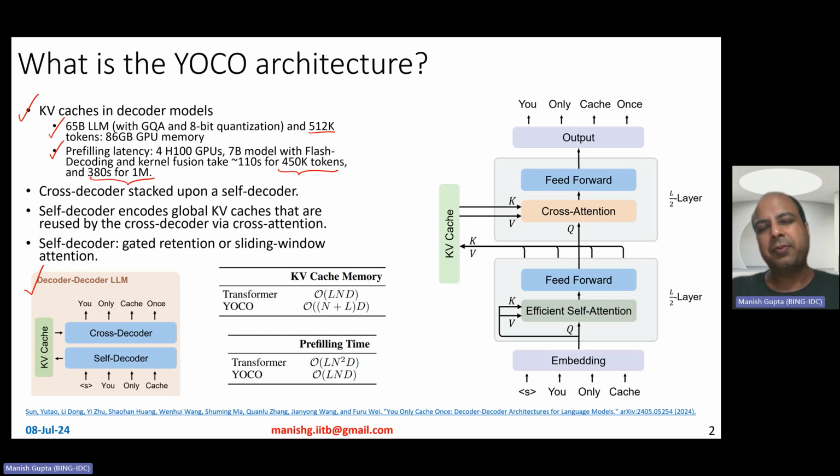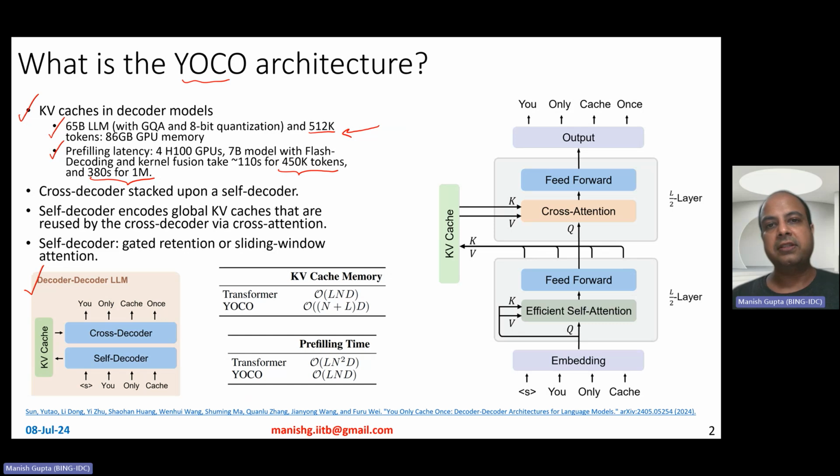Now, typically our prompts are not that large, right? But there could be some tasks where you may want to provide a very large document or multiple documents as part of the input, in which case it can take quite a while to do this prefilling of the KV caches, right? So to reduce this prefilling latency and also to reduce the GPU memory usage for the key value caches, those are the reasons why they proposed the YOCO architecture.